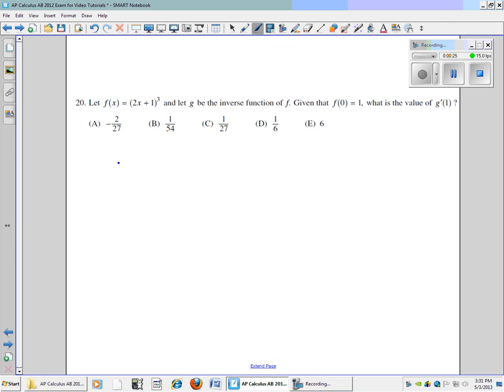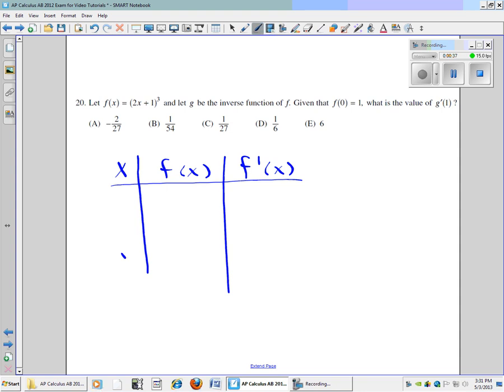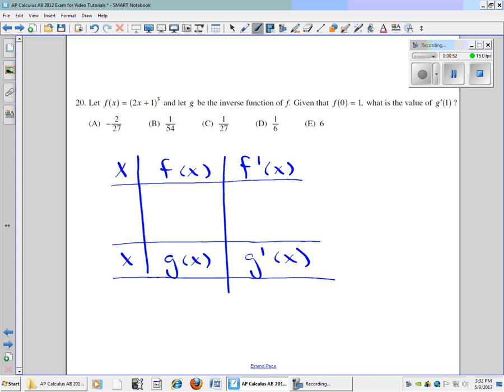I'm going to have x, f of x, and the first derivative of f of x. I also want to have x and g of x, which is the inverse function of f of x, and I want g prime of x, or the first derivative of g of x. Using the table will make this problem much easier. Let's begin with the information that's given.